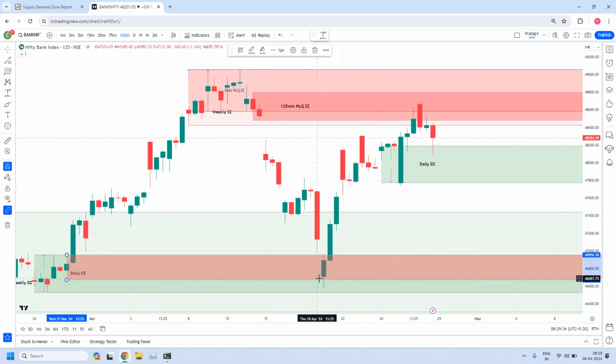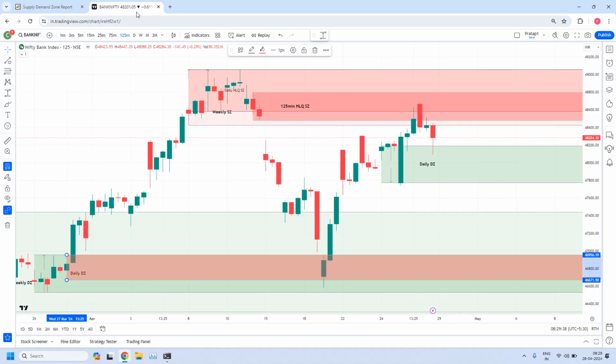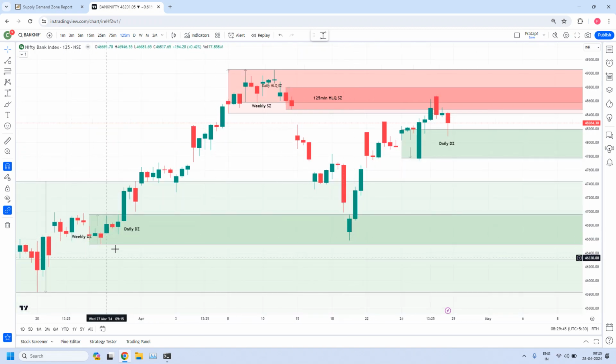But this is a pierced zone, right? Is it pierced? Yeah, it is pierced. A pierced zone we don't care about. Let us leave this. Why is it pierced? Because below this there might be traps, or there might be a high liquidity zone below this.